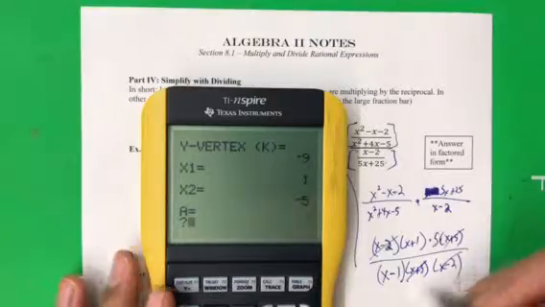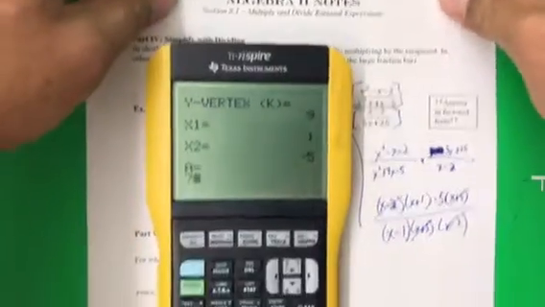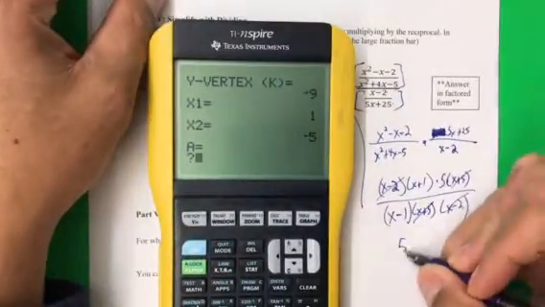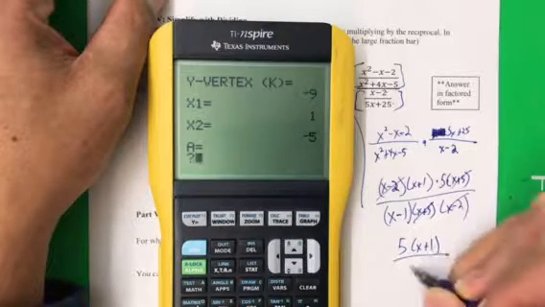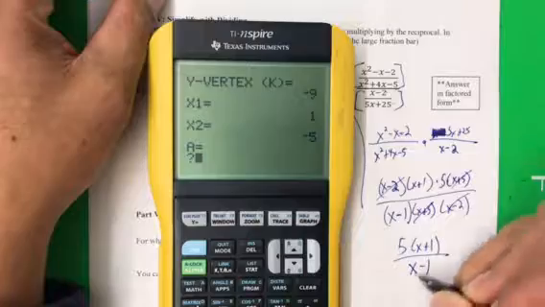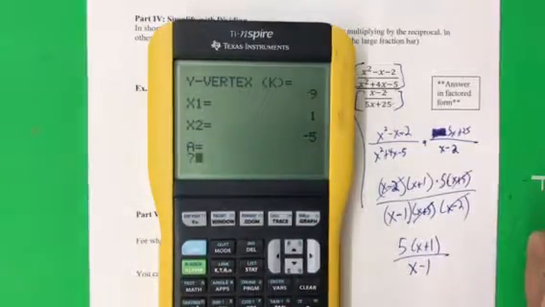So, let's move up. 5 will come up front because that just makes more sense. X plus 1, x minus 1. All right? There you have it. Okay?